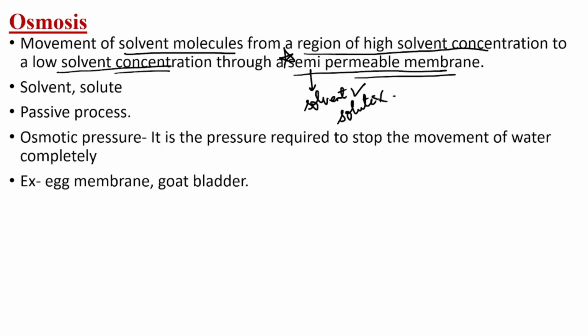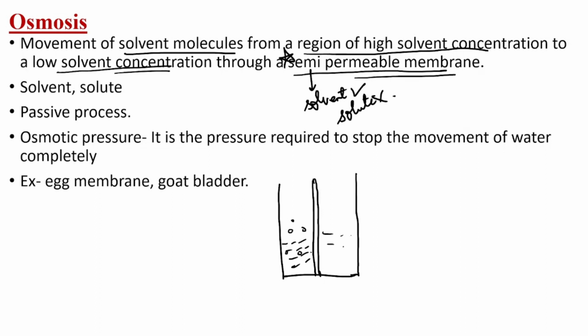So during osmosis, can solute molecules move? Obviously no. Let us consider a beaker, and this beaker is separated by egg membrane, which is a semi-permeable membrane. Let us consider there are water molecules here and very less solute molecules. Consider here also water, and it has many solute particles. Now if you see here, which region has more water potential? Obviously this is the region which has more water potential. This has very less water potential.